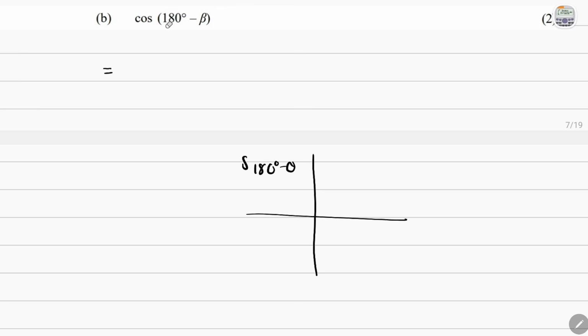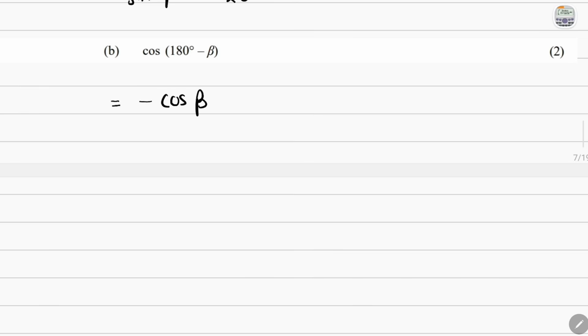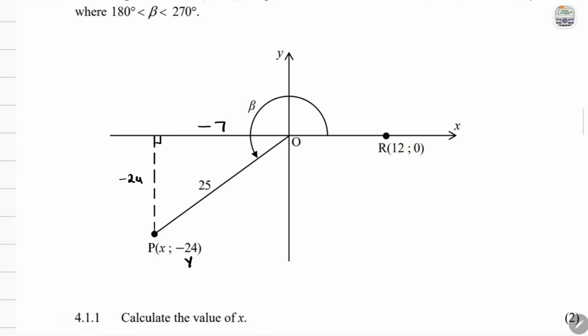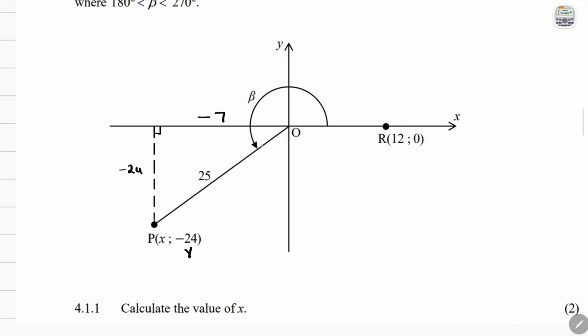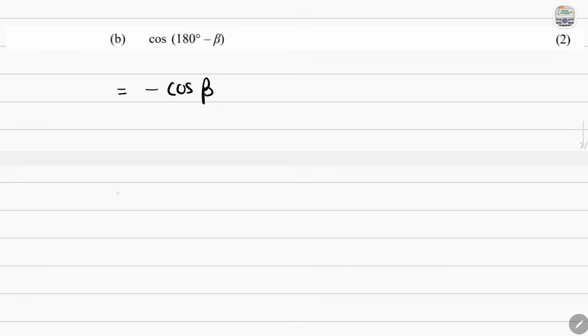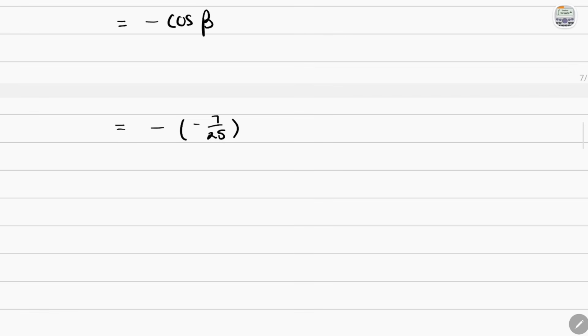So because we're using the function cos here, we know that cos is negative in this quadrant, meaning it becomes negative cos beta. And now we need to find the value of cos beta. Remember, cos is adjacent over hypotenuse. So the adjacent side, the side next to that angle, is negative 7, over the hypotenuse, which is 25. So we just have negative, and then negative 7 over 25. Once we multiply in, this becomes 7 over 25. And that is our answer.